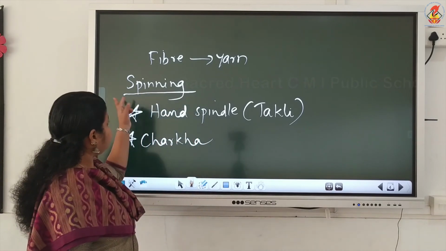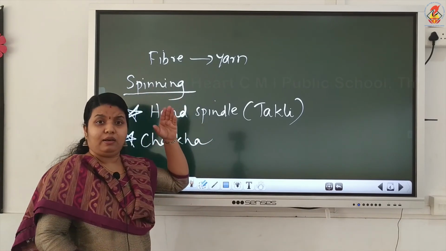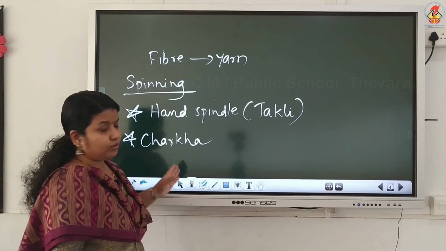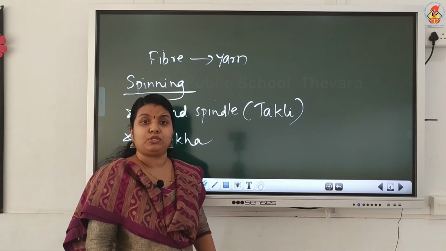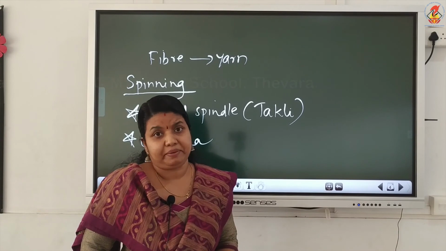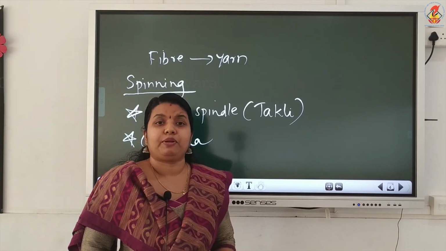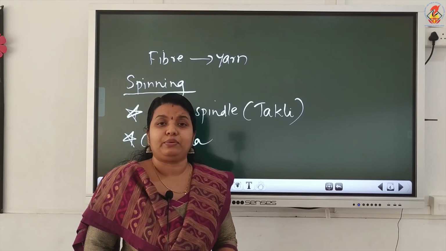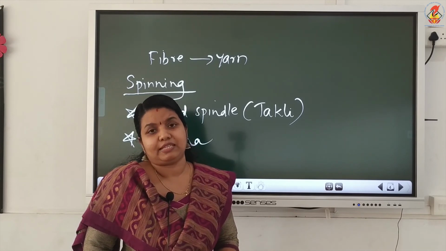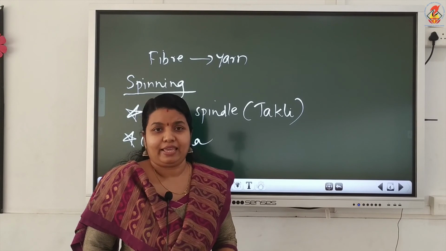Okay, so what is spinning? What are the two devices used for spinning? The process of making yarn from fibers is known as spinning. In this process, fibers from a mass of cotton wool are drawn out and twisted. This brings the fibers together to make a yarn.